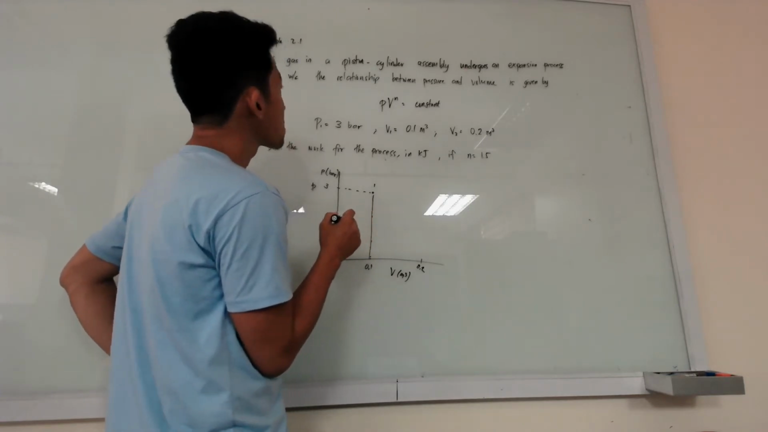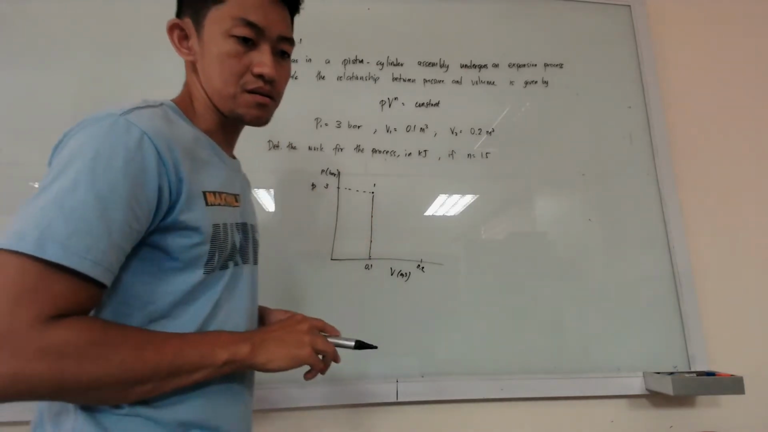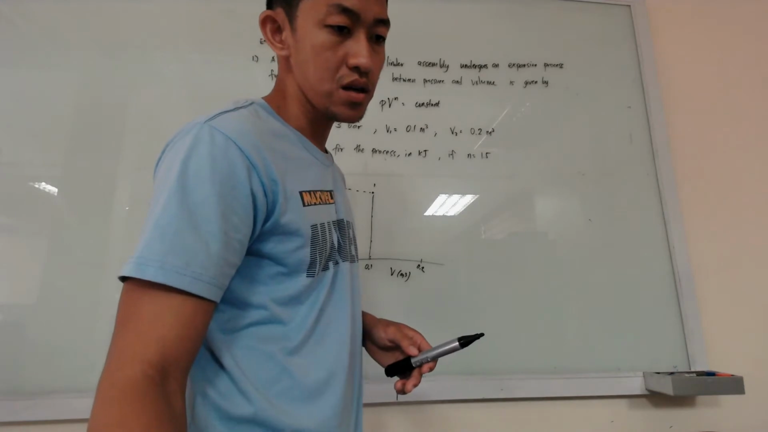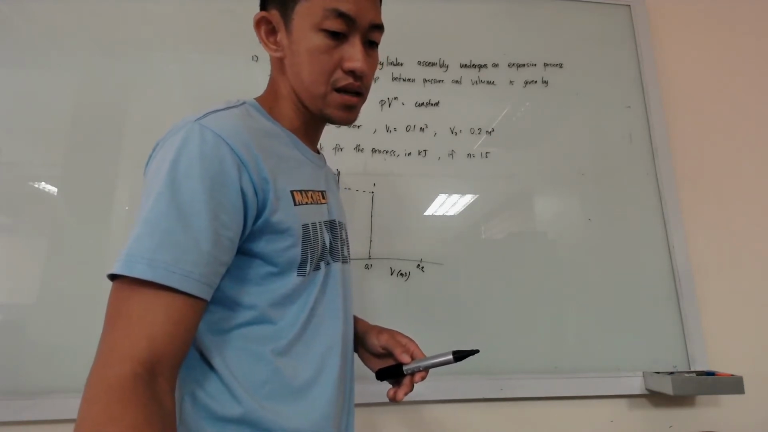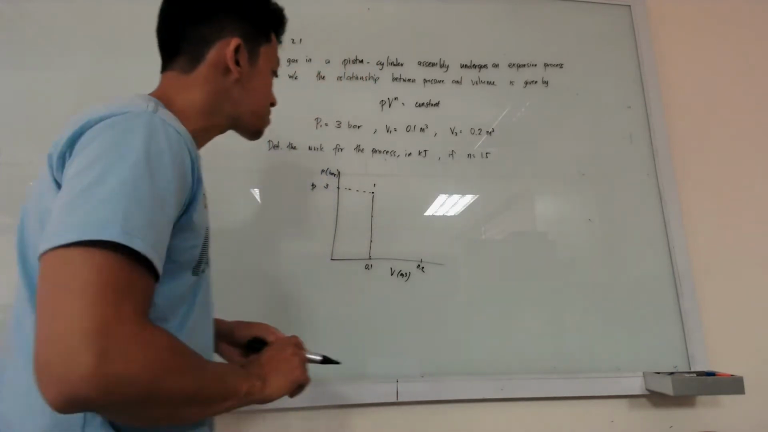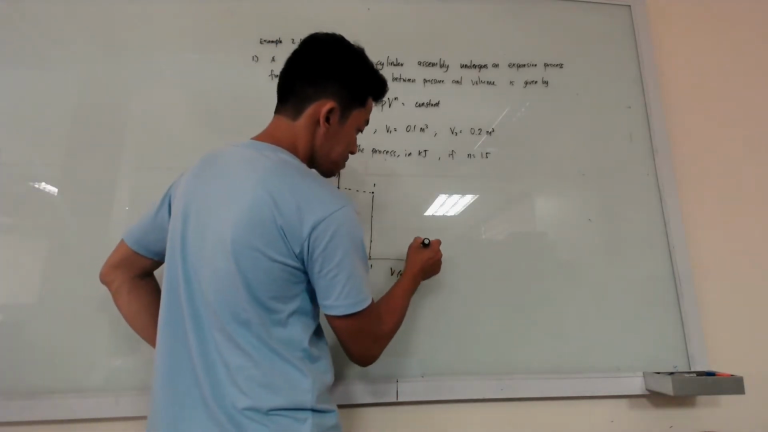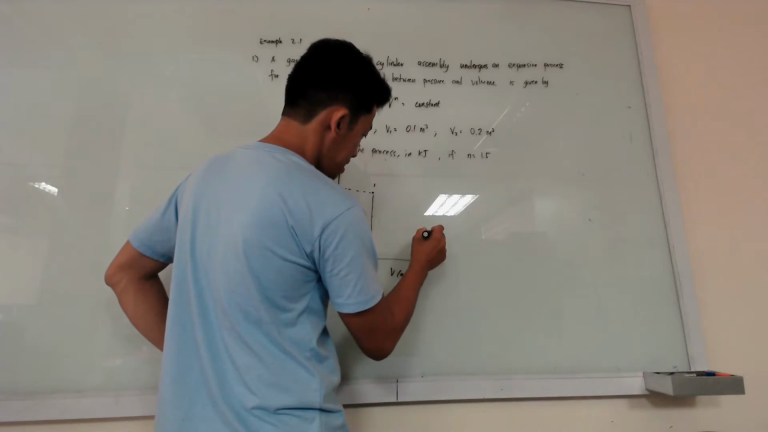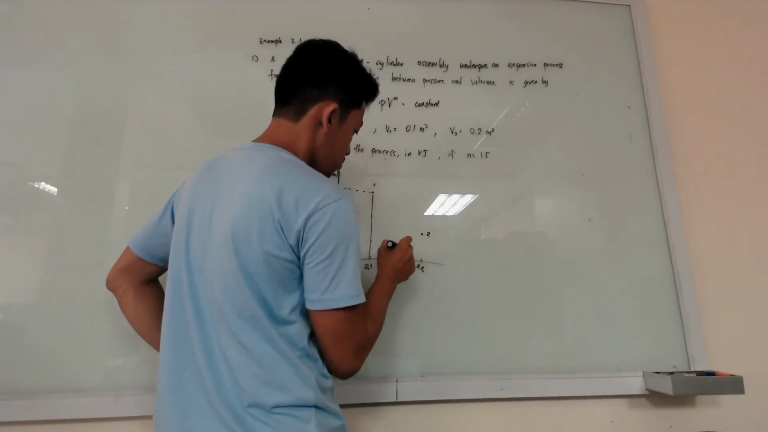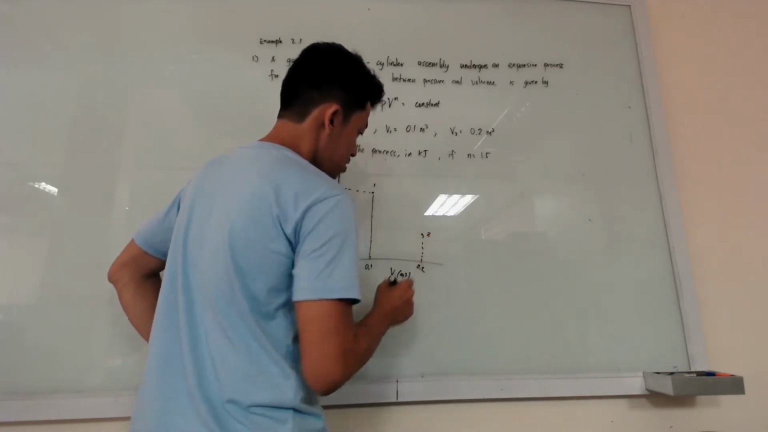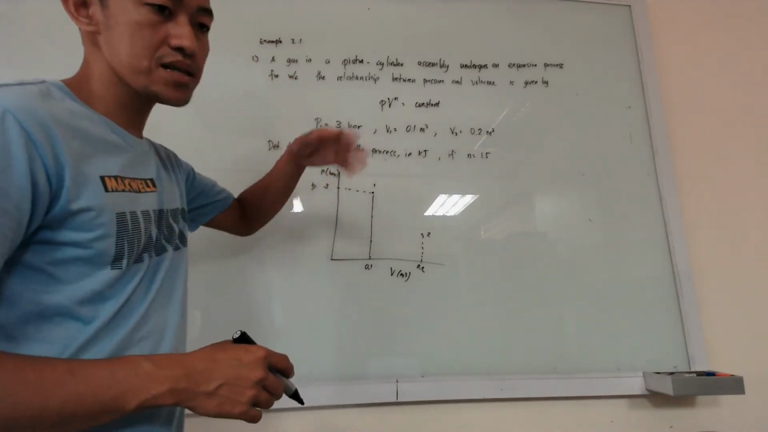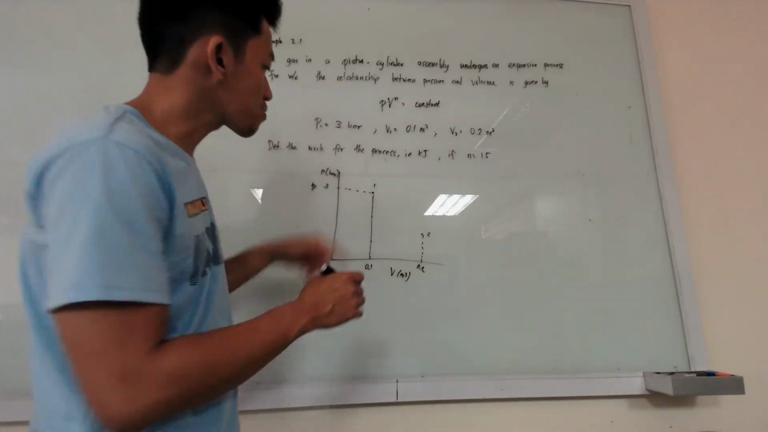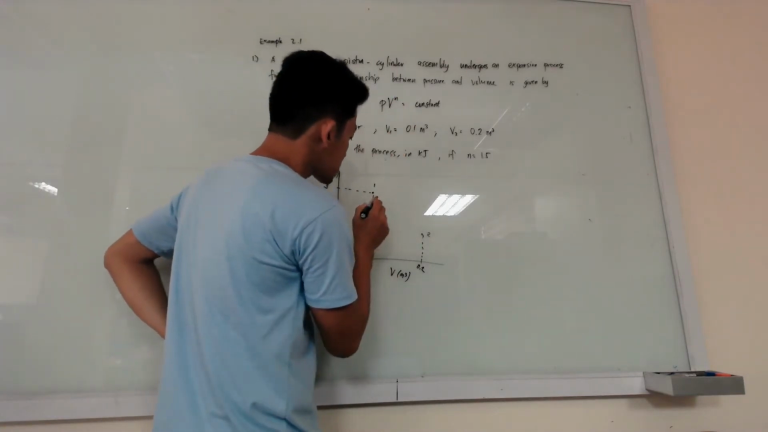So the final pressure is not given, but you can compute it. This is 0.2. So your process undergoes a polytropic process, PV to the n equals constant.